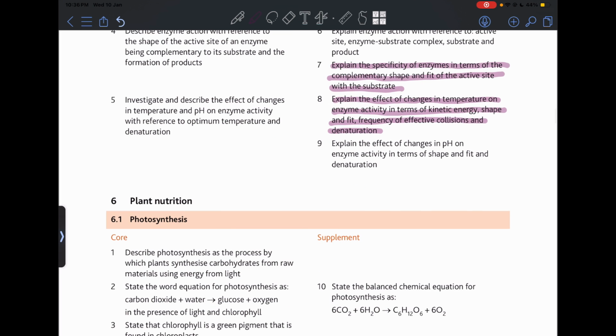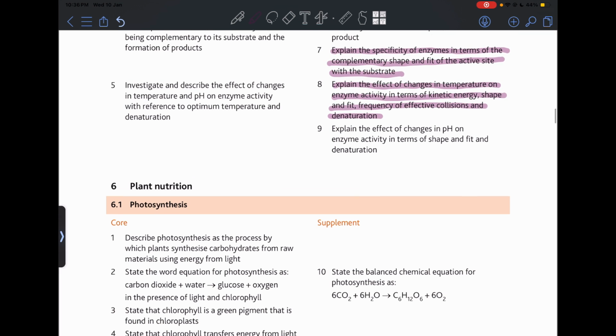Now, the last thing you have to know is that you have to explain the effect of changes in pH on enzyme activity in terms of shape and fit and denaturation. So basically, you have to know what happens if the pH changes and how it will affect the enzyme activity.